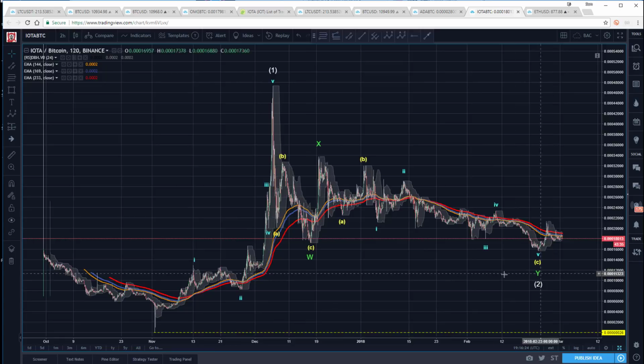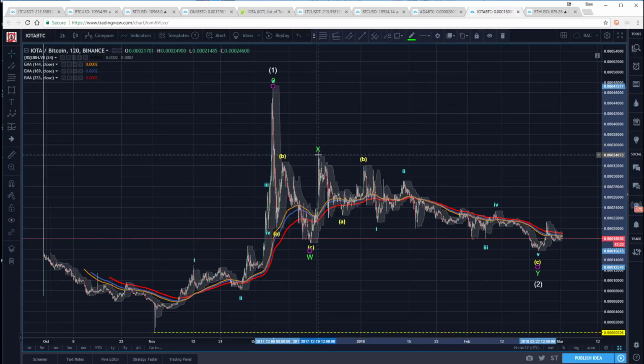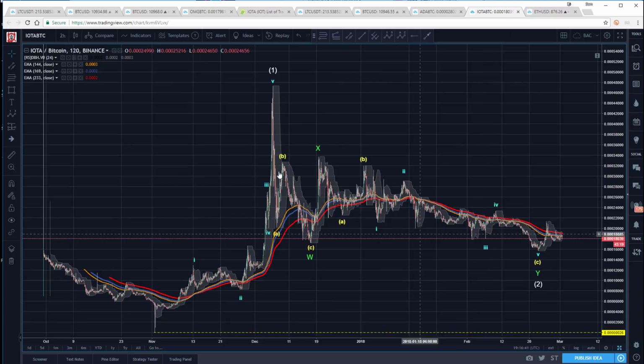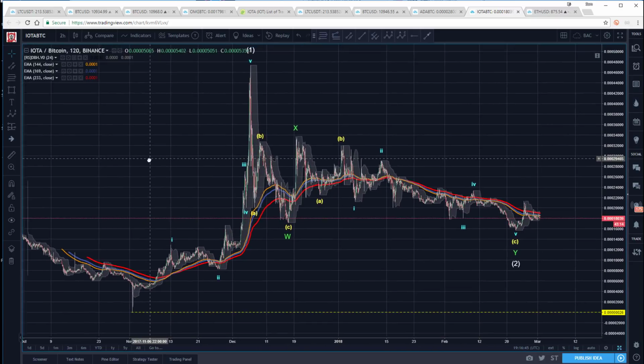But then we go into the long drift that we're seeing in so many alts. So since the mid-December here, we've just drifted lower and lower and lower, and we've got all these complex, lengthy corrections, ABCs turning into WXYs as we connect to ABCs. So just trying to get a handle on it.